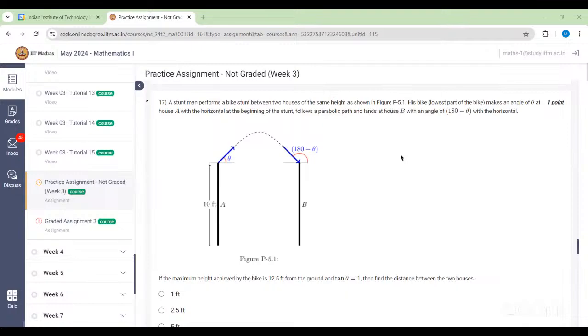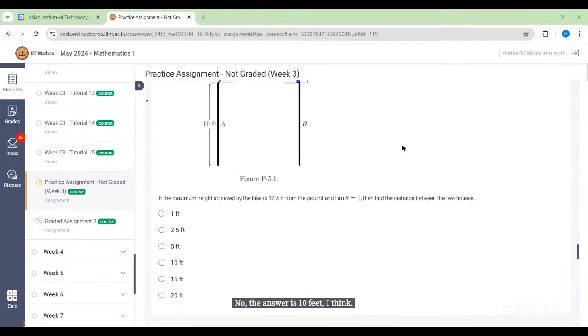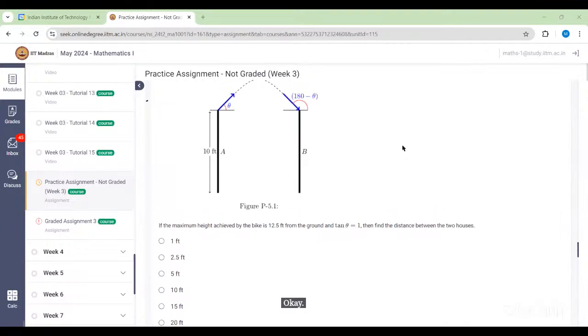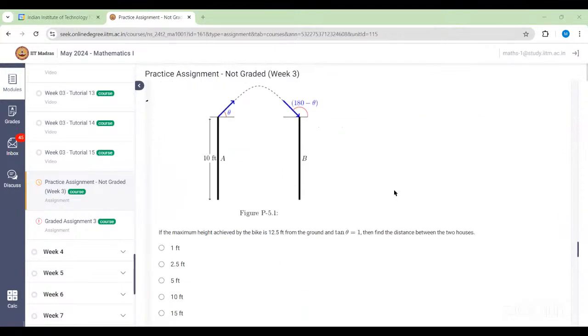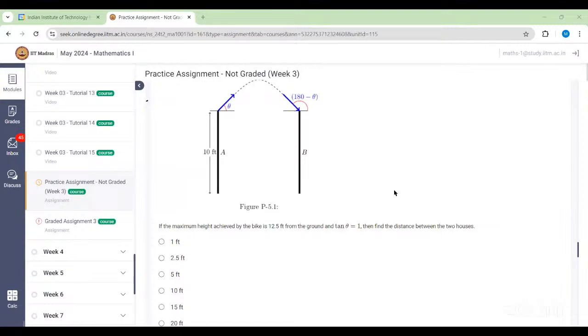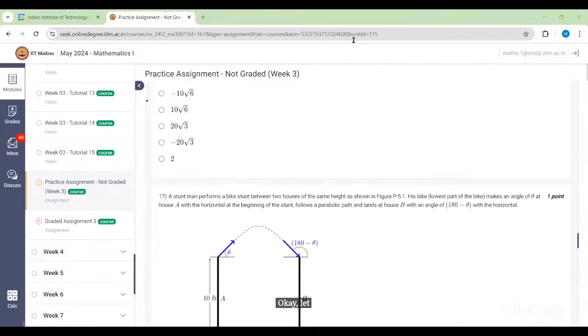Ma'am, his answer is 5 feet. No, the answer is 10 feet, I think. Okay. 5. Okay, let's see. Any other doubt from any practice assignment we can solve, or else we can end this session here.